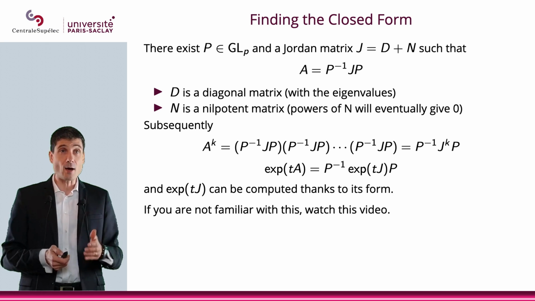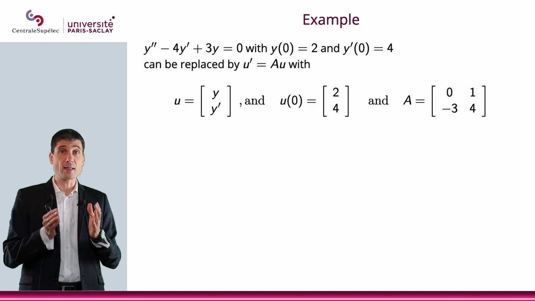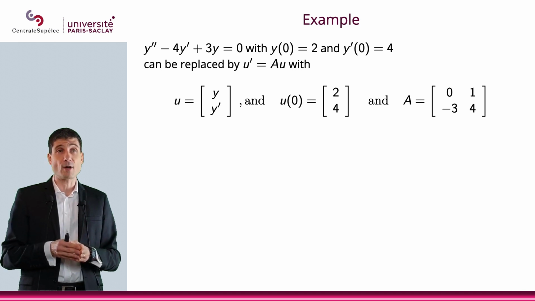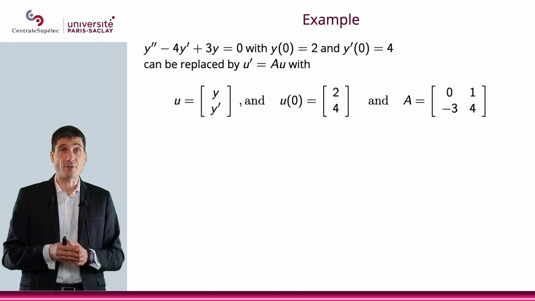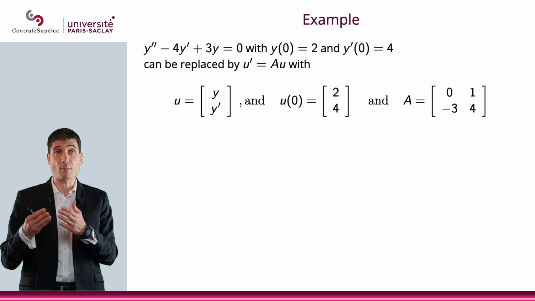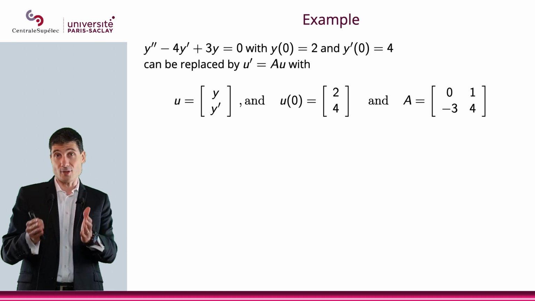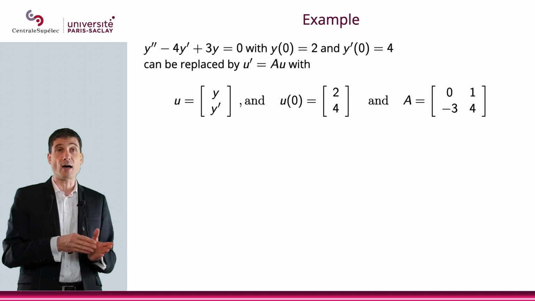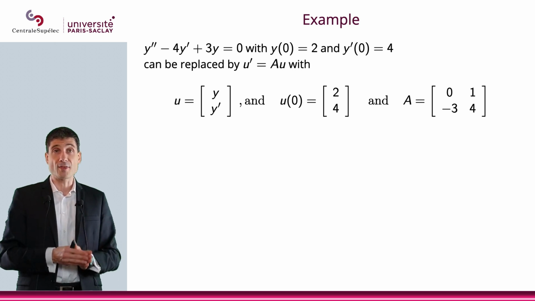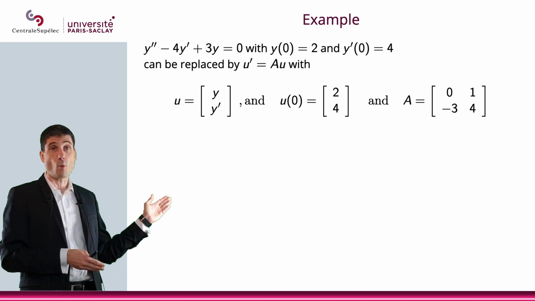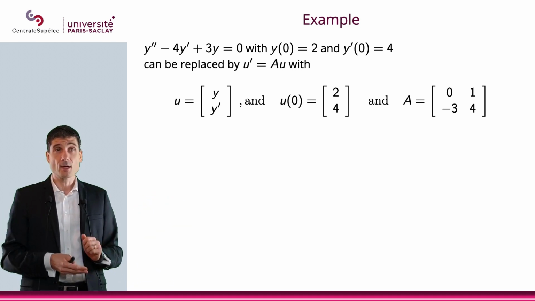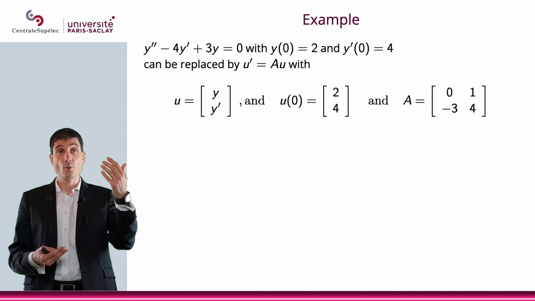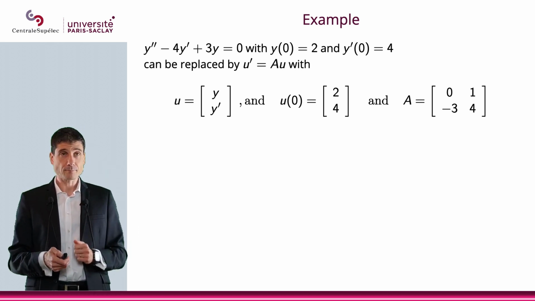Now, I will use that for an example. I will consider this ODE, y'' - 4y' + 3y = 0, with y(0) = 2 and y'(0) = 4. As you know from the previous video, this can be replaced by u' = Au, with A equal to [0, 1; -3, 4], u(0) = (2, 4), and u = (y, y').